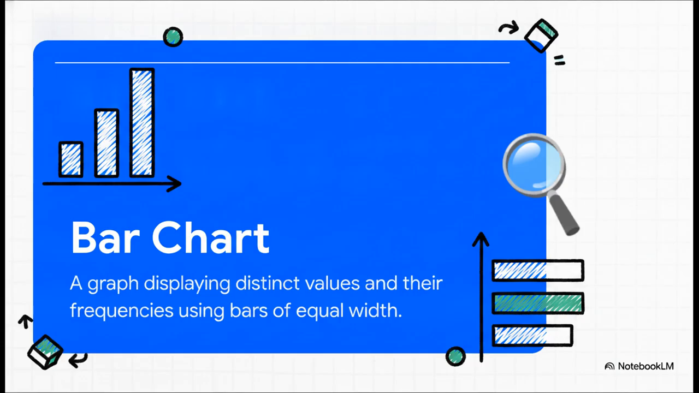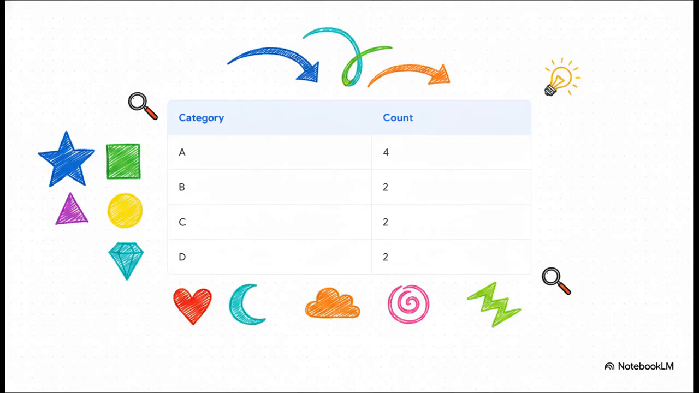Just imagine standing identical boxes next to each other. The taller the box, the higher the count. And remember, depending on the specific story you want to tell, these bars can rise vertically from the bottom or stretch horizontally from the side. Take a look at our new input data here. Notice a major difference? Instead of percentages or relative frequencies, we are now looking at raw frequency counts. Category A has exactly 4 items. Categories B, C, and D have exactly 2.